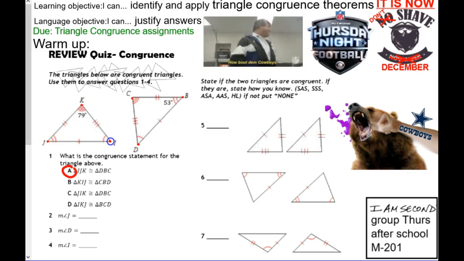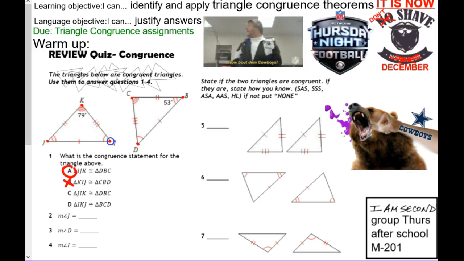Let's look at B. Let's just see if B works. Is everyone looking up here? KIJ is 3, 1, 2. And then CBD is 3, 2, 1. 3, 1, 2, 3, 3, 2, 1. Those don't match up. It can't be B. Do you see how order matters? It has to perfectly match up. Okay? So on your quiz, you'll be able to match things up perfectly, right?